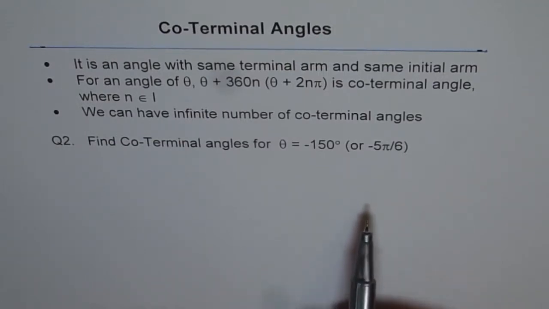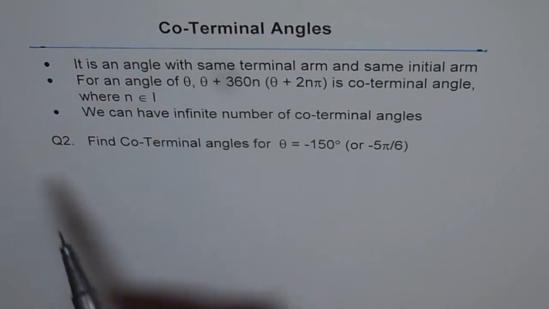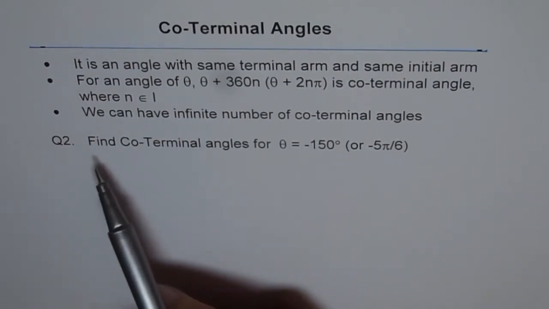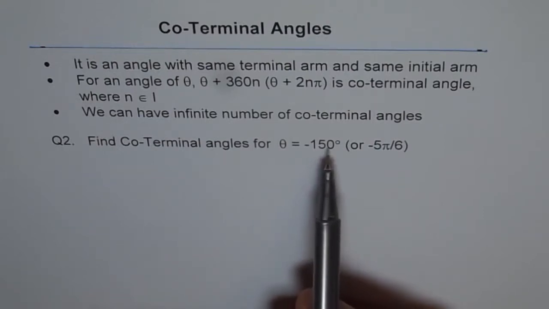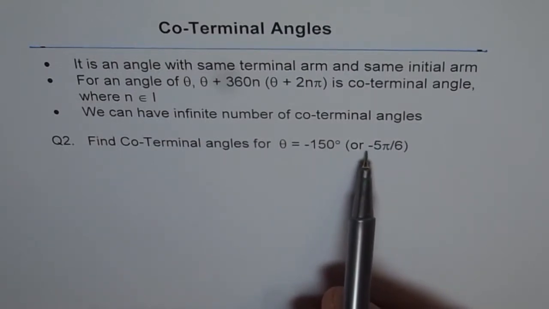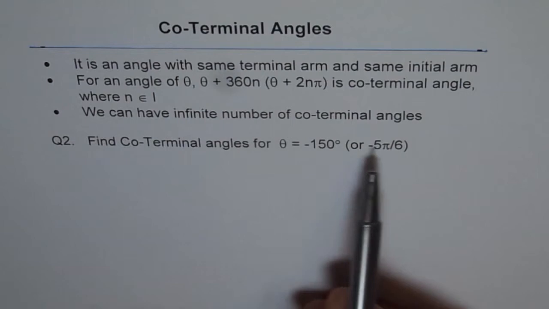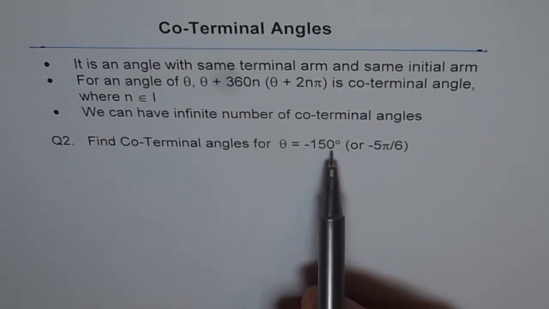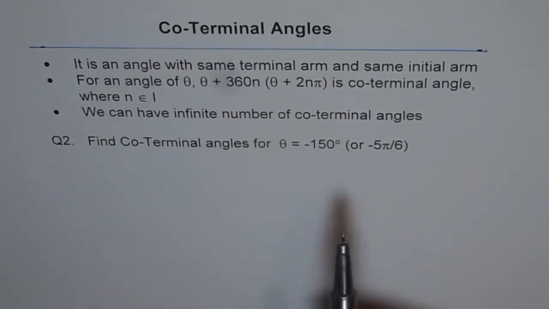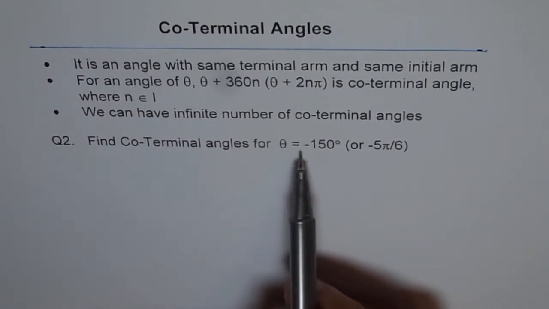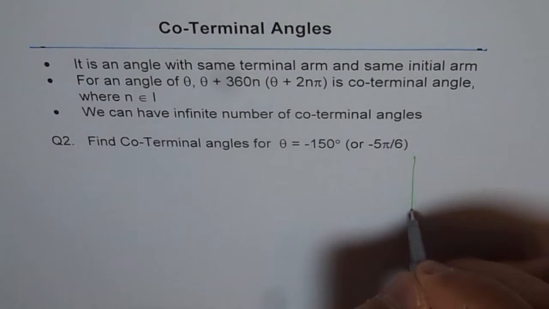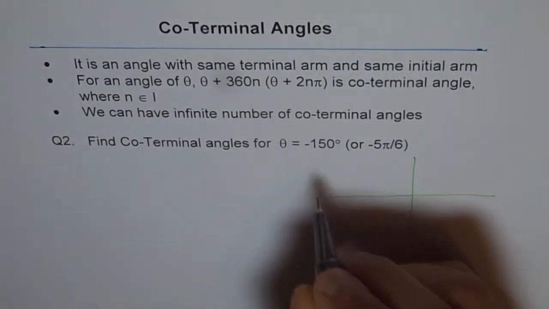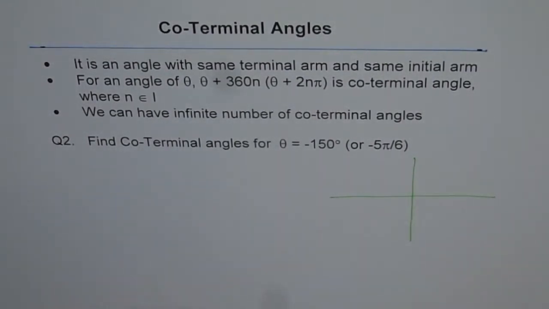Now let's do a problem to make it absolutely clear. Question 2. Find coterminal angles for theta equals 150 degrees or minus 5 pi by 6. Both are same things written in different units, degrees and radians. Okay. So let me do theta equals minus 150 degrees first for you. So let's consider the coordinate plane and let's sketch this.